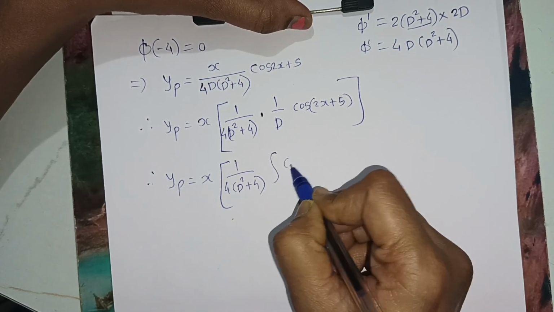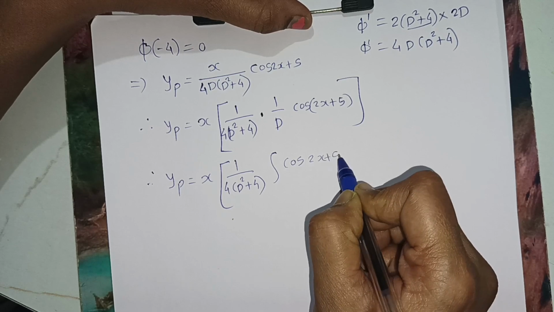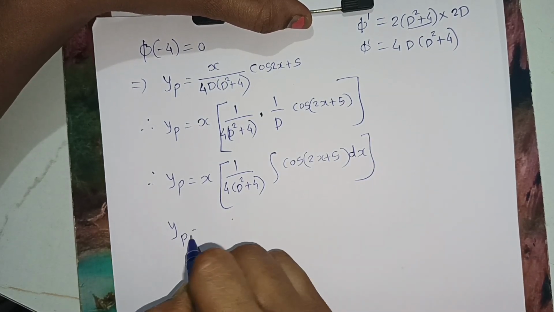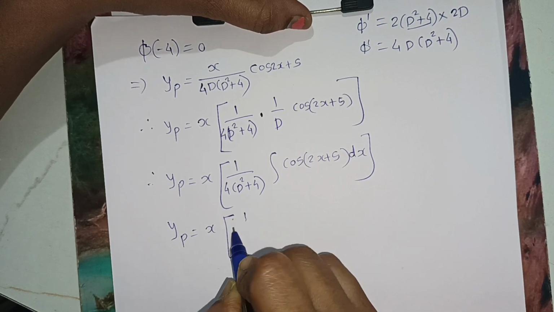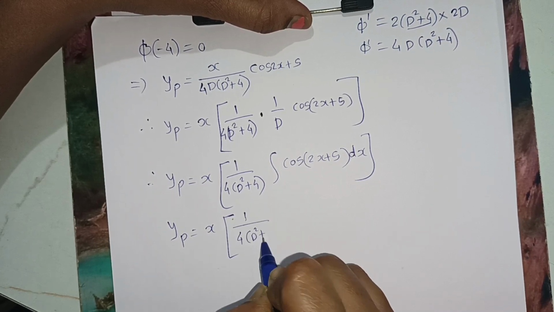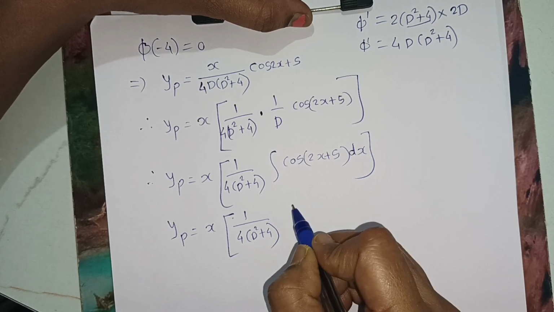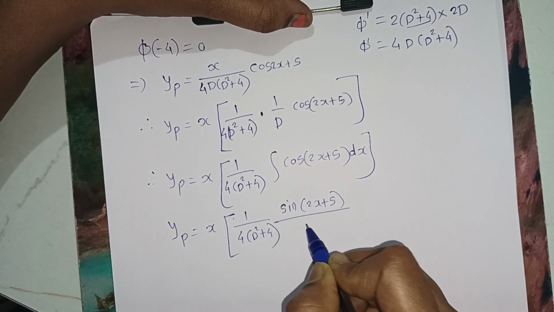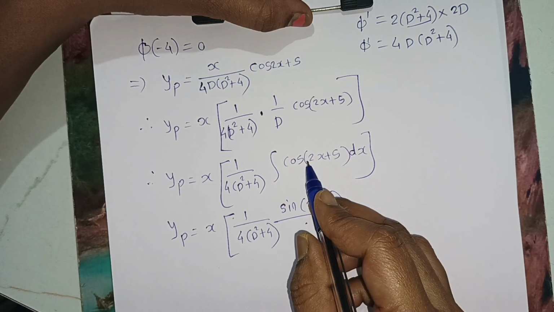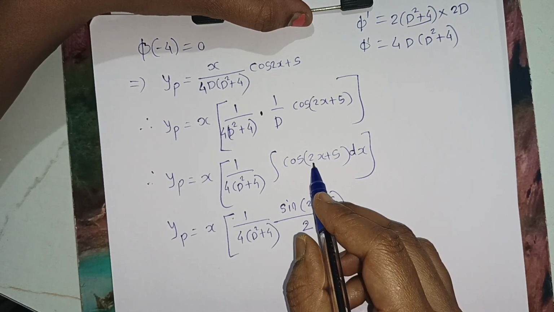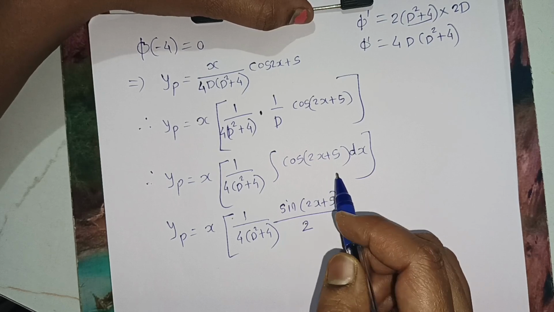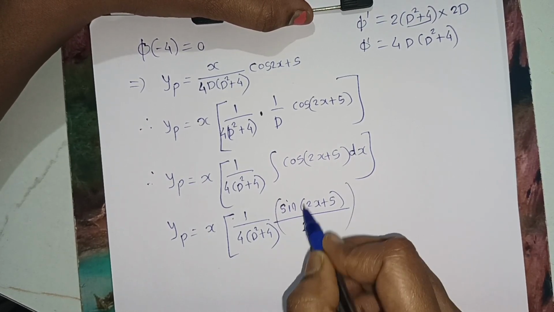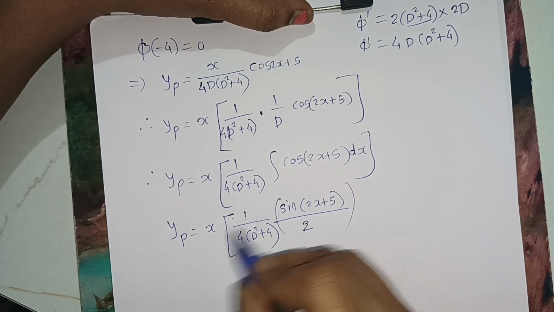1 by D is simple integration, so cos of 2x plus 5 dx. So yp is equal to x times 1 by 4 D square plus 4 integration of cos, it is sin 2x plus 5 divided by the coefficient of the angle. What is the coefficient? It is 2. Coefficient of the variable in the angle, okay. So the coefficient of x is 2, so divide by 2. Now this 1 by 2 is a constant, take it outside.